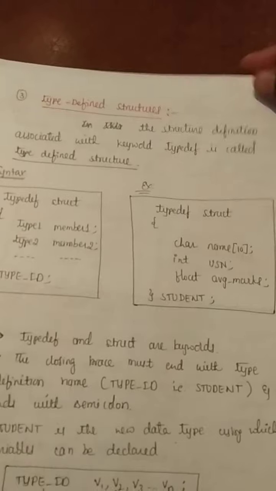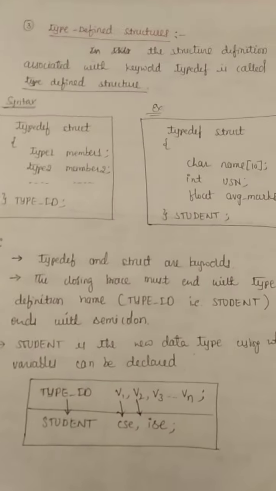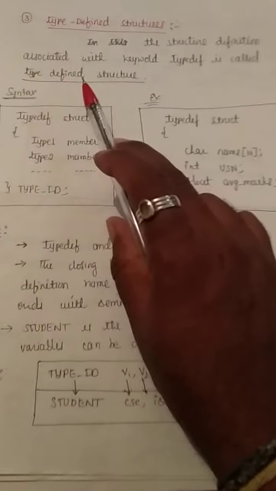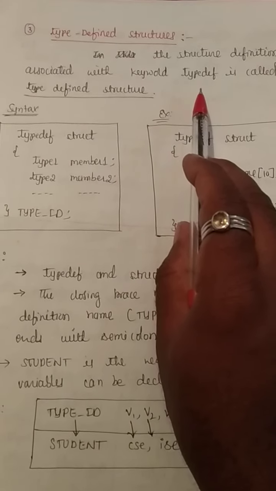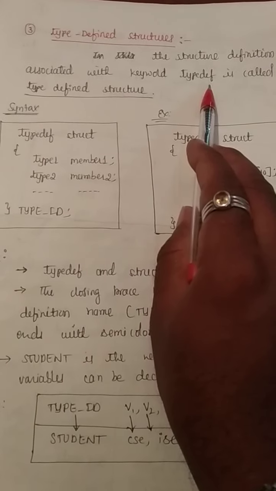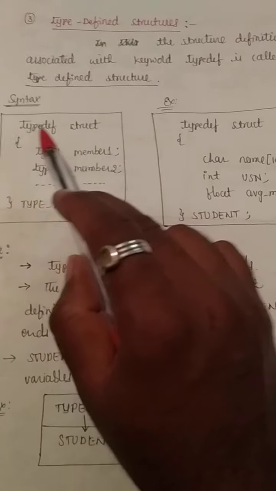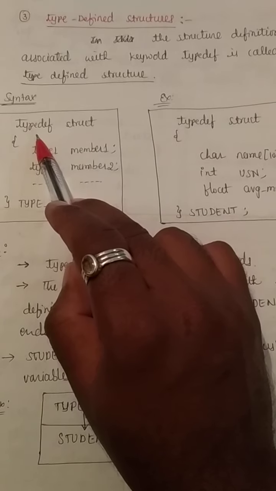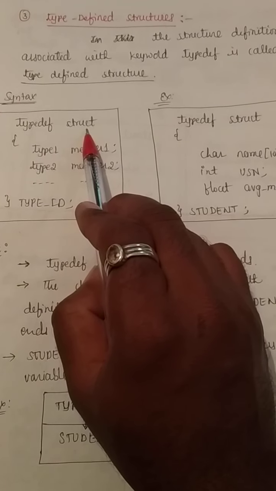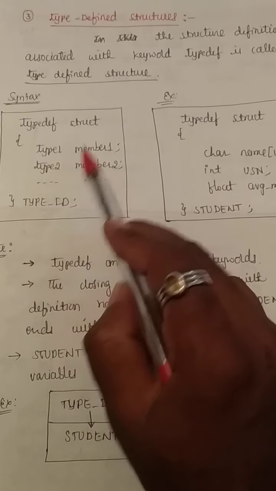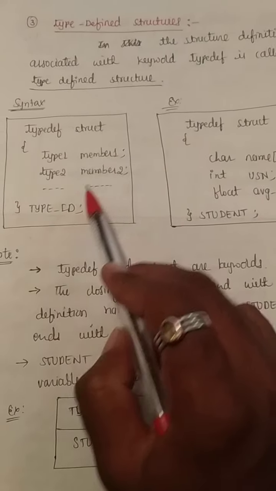Next one is type defined structures. So what is type defined structures? See, this type of structures are associated with a keyword called typedef. That's why we call them type defined structures. Syntax you can see here: typedef struct. Typedef is a keyword, struct is also a keyword. So one set of flower braces, inside that n number of data types and n number of data members.